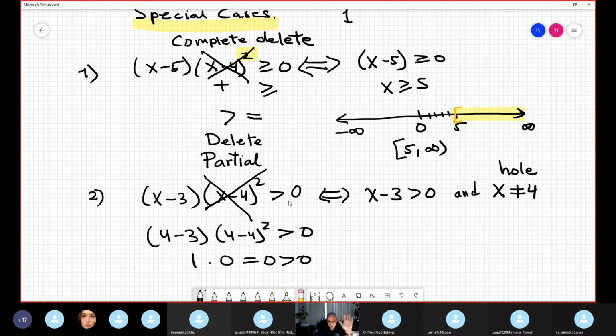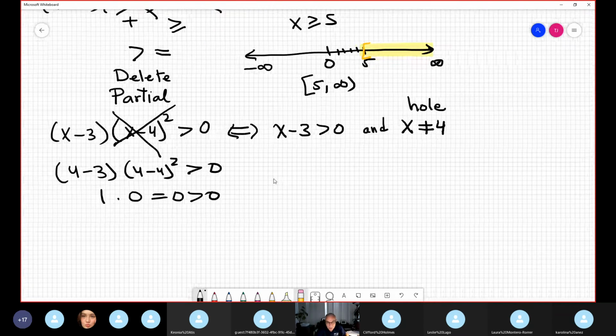So it's easy. You don't need to understand the idea behind this. It's mechanical. When you see that my inequality has no equal, then you consider a hole in the factor that contains an even exponent. When there is equal, you totally ignore it. It doesn't affect. So what is my final answer here?